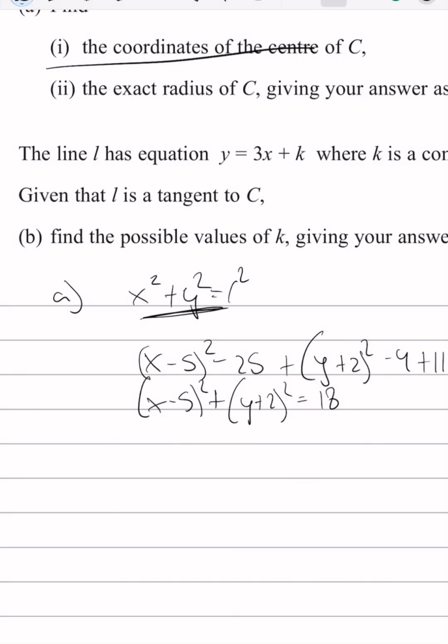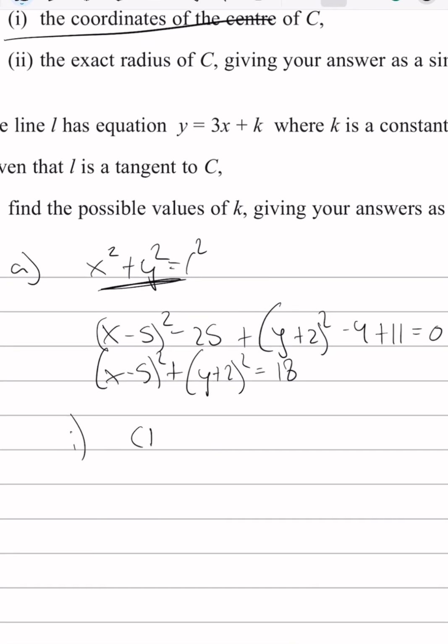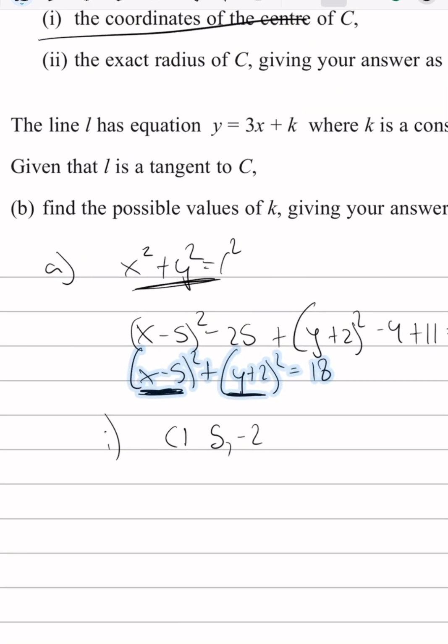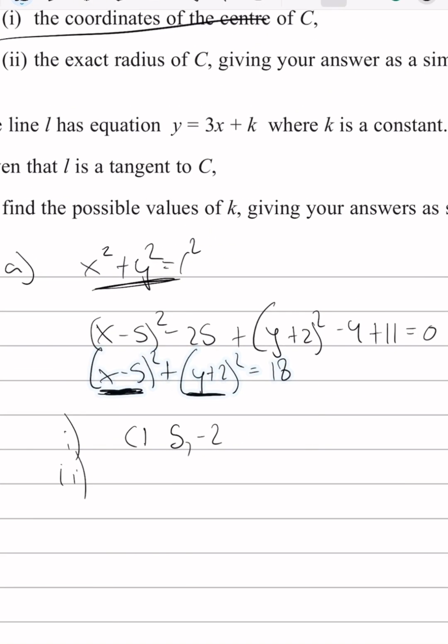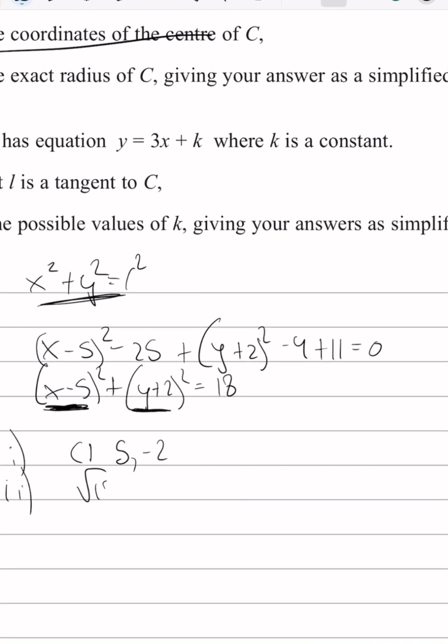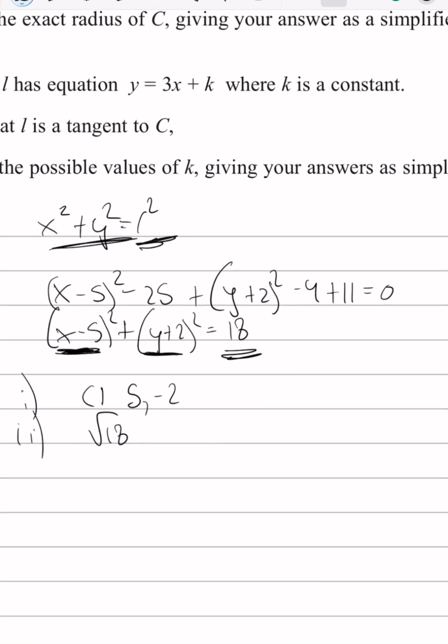Therefore, the first part of the question, the center, would be (5, minus 2). We just take the opposite from the brackets. And therefore, for part 2, the radius would be just the square root of 18, as those two correspond to each other. The square root of 18 can be simplified to 3 root 2.